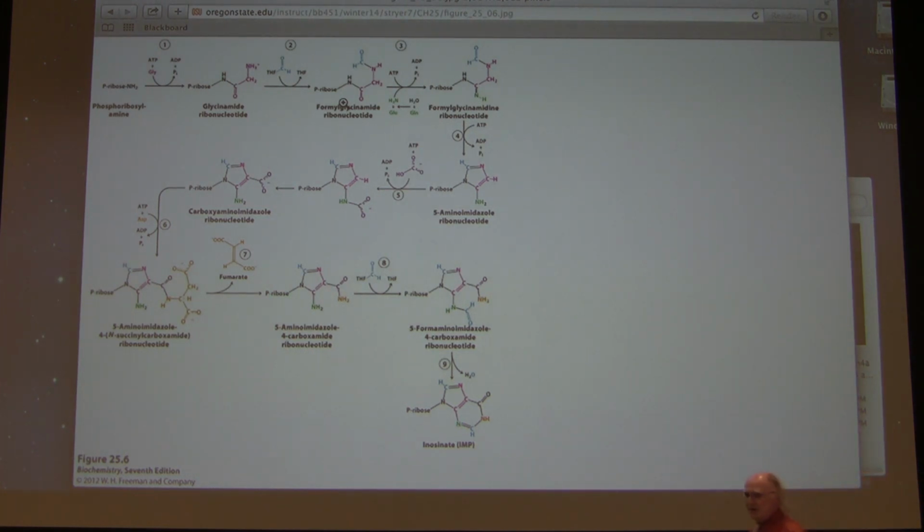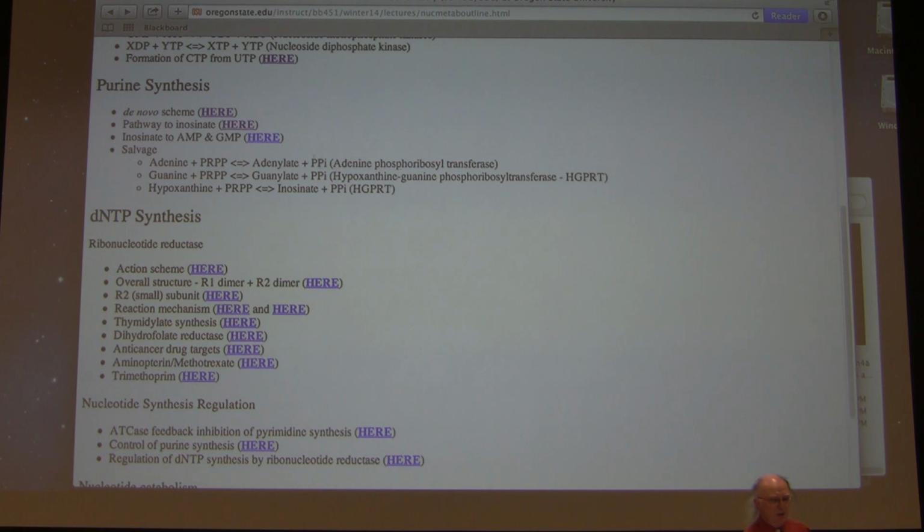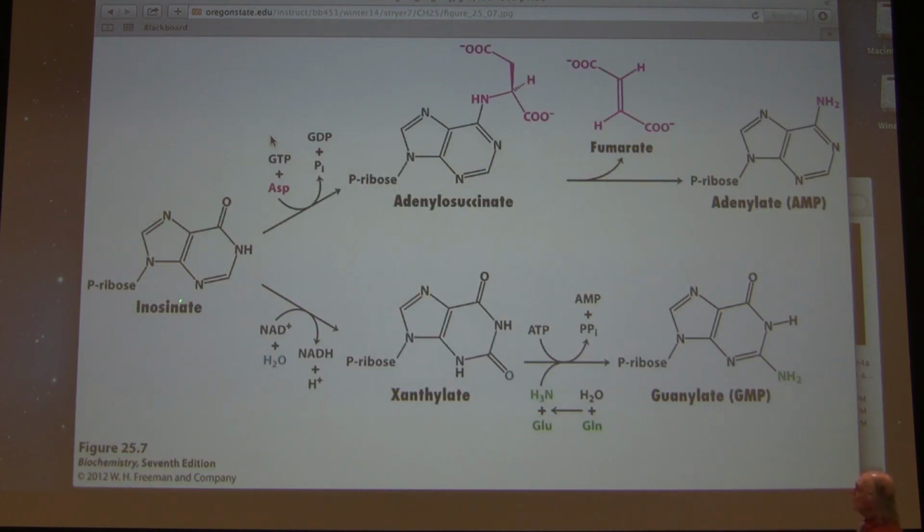For our purposes, IMP is a very important compound because it's a branch on the synthesis to making GMP and AMP. And this is what I want to spend a little bit of time talking about. It's a branch on the way to making GMP and AMP. Here's what that looks like. Here is IMP on the left. IMP can go up the top path and produce AMP. IMP can go down the bottom path and make GMP.